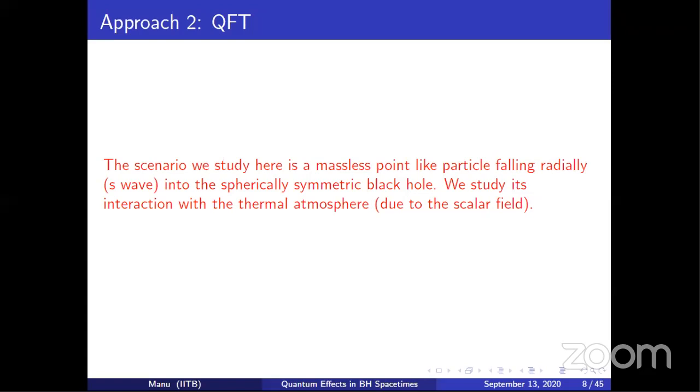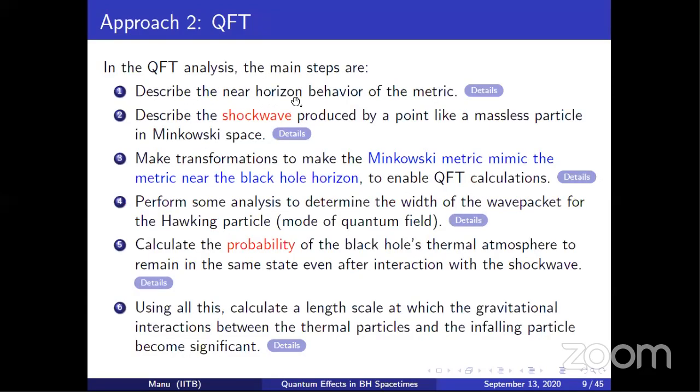If the point at which the interaction between the Hawking particle and this massless particle starts becoming strong, we claim that is the point at which the back reaction due to the Hawking particles will become strong. So what are the key steps? First of all, we check what our metric, the metric I showed in the beginning slides, looks like close to the horizon. Then there is an ingredient, a shock wave ingredient, in our analysis. Professor 't Hooft and collaborators showed that when we have a point-like massless particle in Minkowski space, it can be modeled as something called a shock wave.